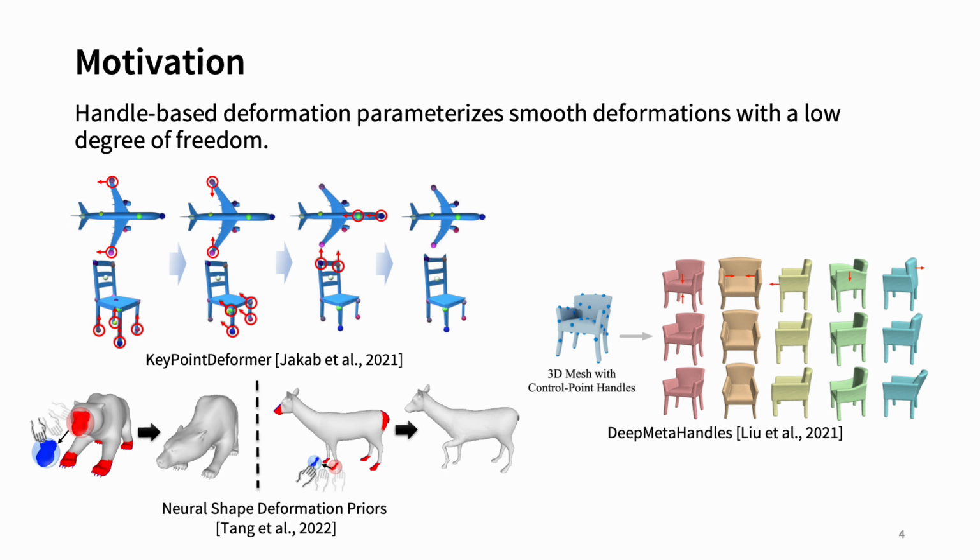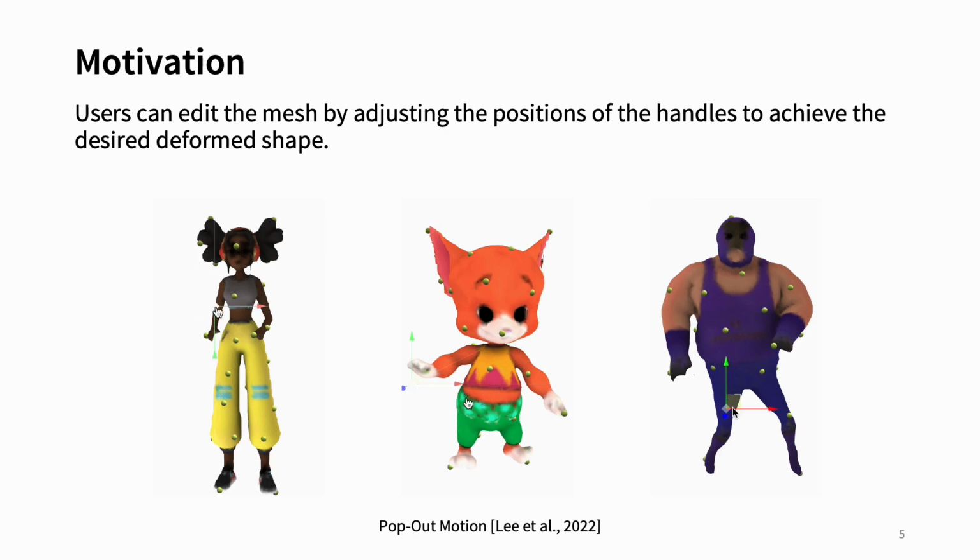Specifically, handle-based deformation allows users to edit a shape using a set of deformation handles, which are intuitive and procedural parameters directly coming from the 3D models. It parameterizes smooth deformation with a low degree of freedom. With these handles, users can edit the mesh by adjusting the position of handles to achieve the desired deformed shape.